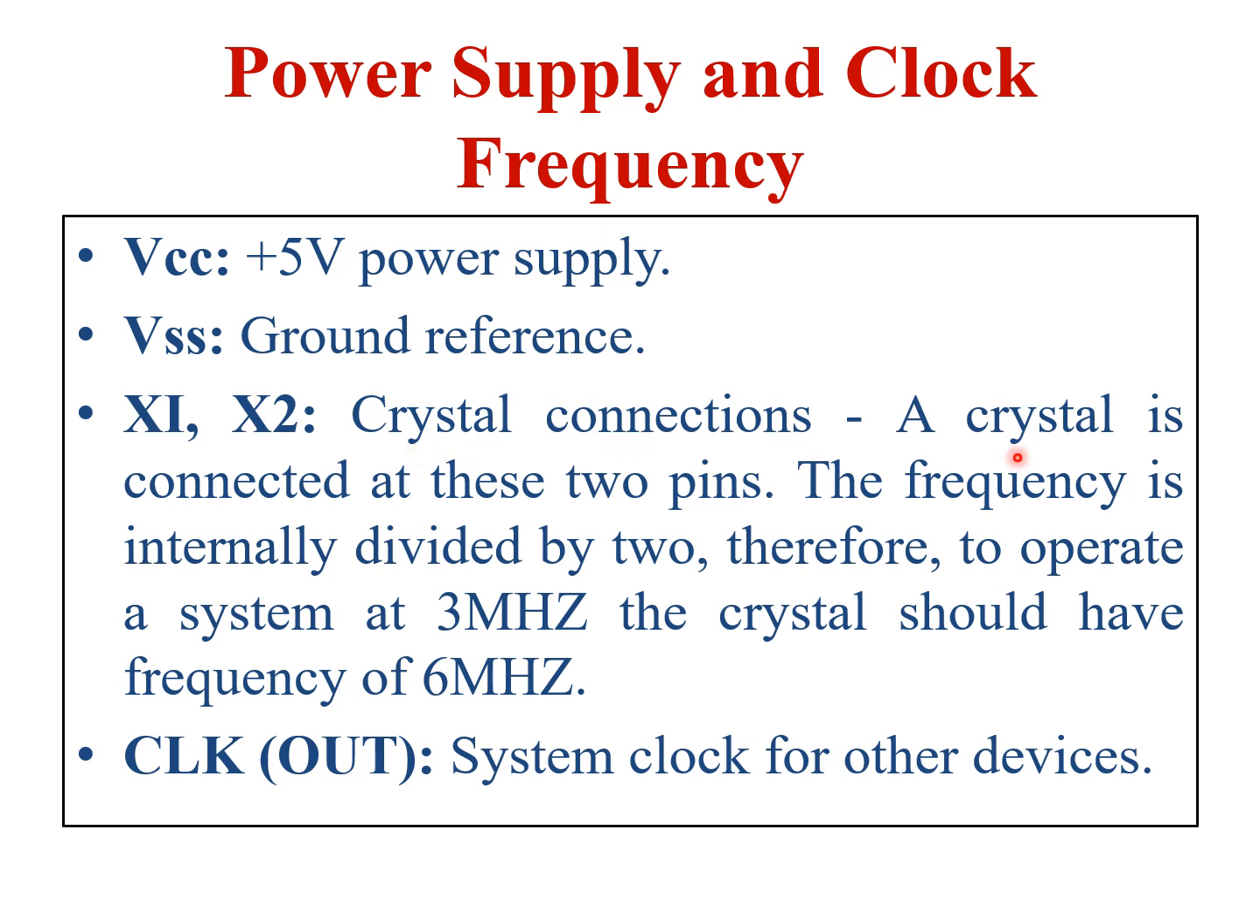X1 and X2, these two pins are for crystal connection. When a crystal is connected at these two points, the frequency is internally divided by 2. Therefore, to operate a system at 3 megahertz, the system should have a frequency of 6 megahertz. Then clock out: this pin is for the system clock, and it is given by the microprocessor for other devices.